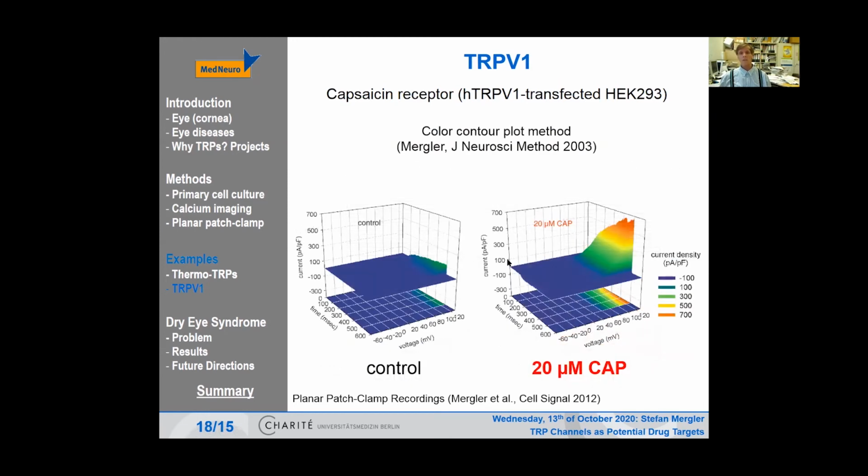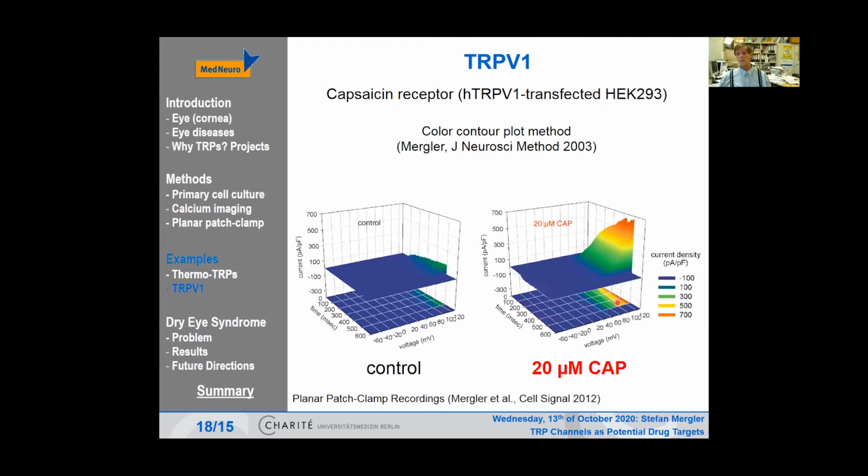And I have developed a more precise method for investigation. In 2003, I published a paper showing the three-dimensional view of the activity of the channel. The same recording as before. This is under control condition. And here, after a capsaicin application, you can see the current density. Here's the time, and here's the voltage, so that you can see three parameters together.